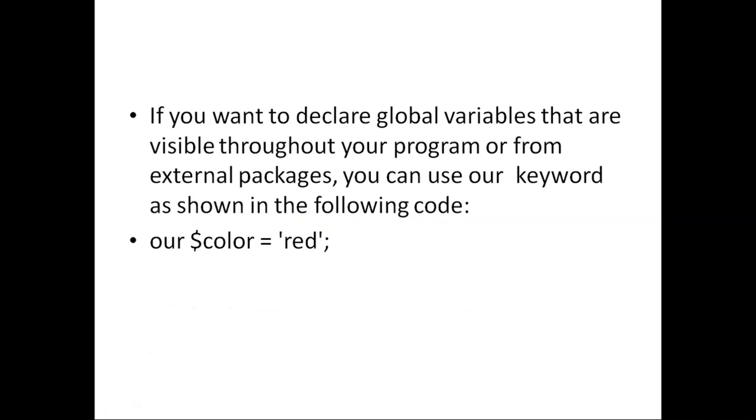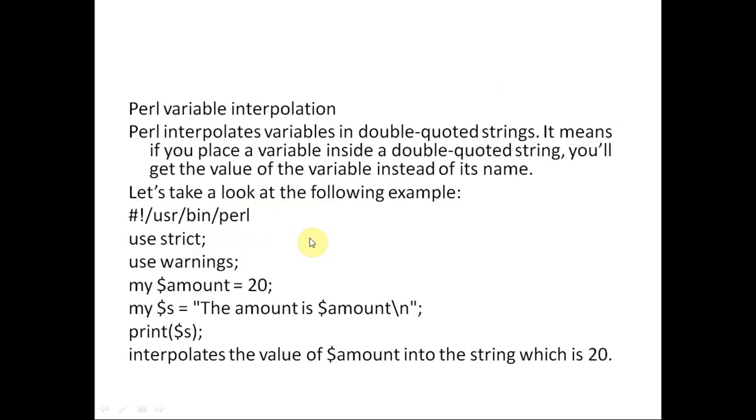If you want to declare a global variable, then you put it that way, because you need a global variable that is visible throughout your program or from external packages also. In that case, our $color is equal to red. We declare it like this, right? So you can use it here. My $color, this will be visible everywhere.